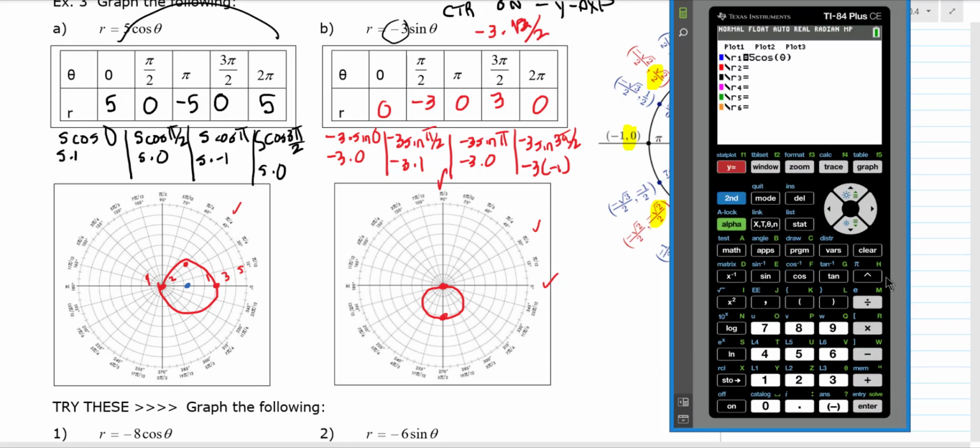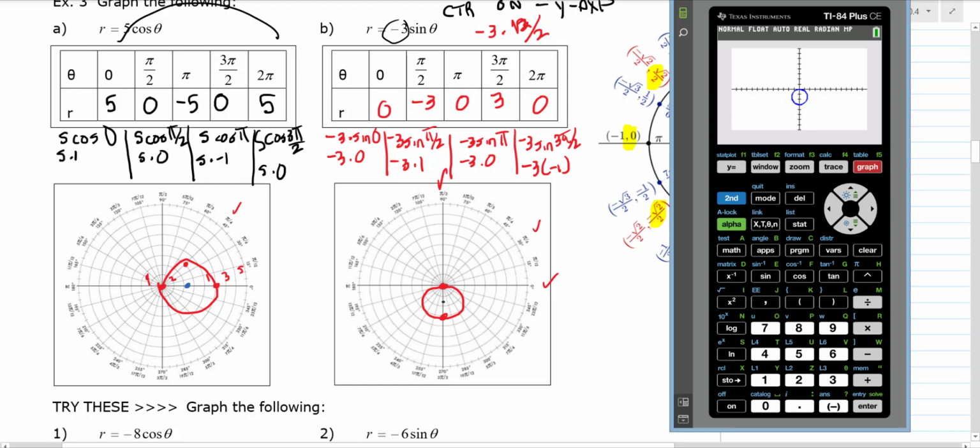If we put in negative 3 sine of theta and graph that, it'll do the same thing. Notice it's going down to negative 3, and the center of that circle is right down there, like that. Okay? And you can trace out points.